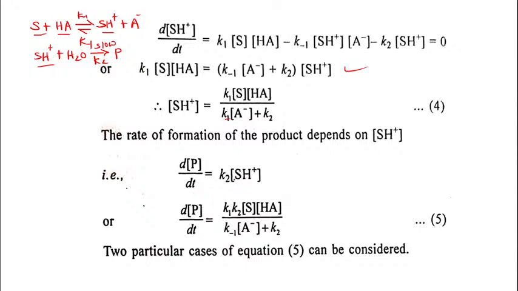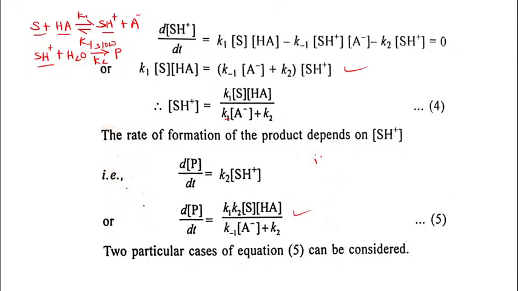So you can see here, putting the value of the concentration of the intermediate, we already found this. So it is K1 K2 into concentration of the substrate into concentration of the acid divided by K minus 1 into concentration of the anion plus K2. This is equation 5. Now for this equation 5, there are two particular cases applicable.